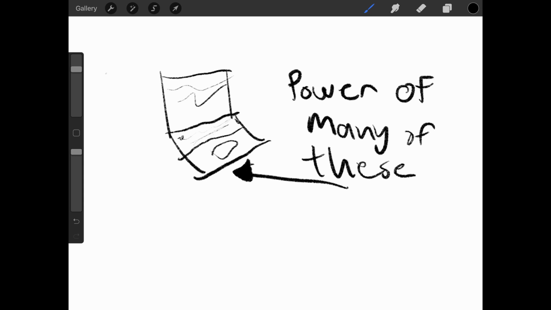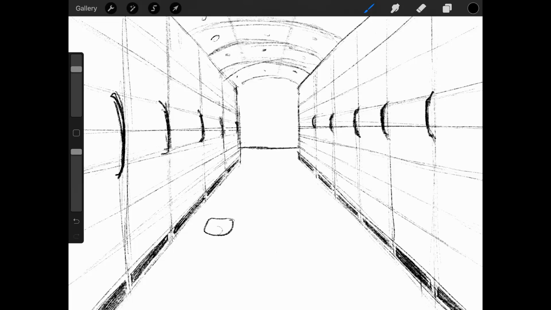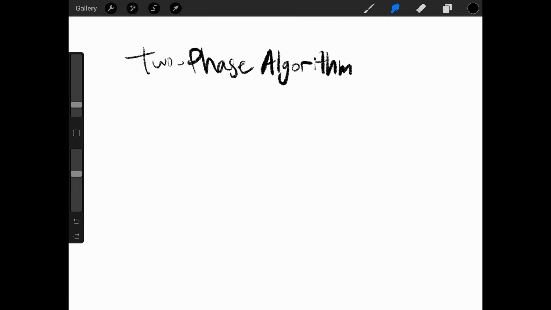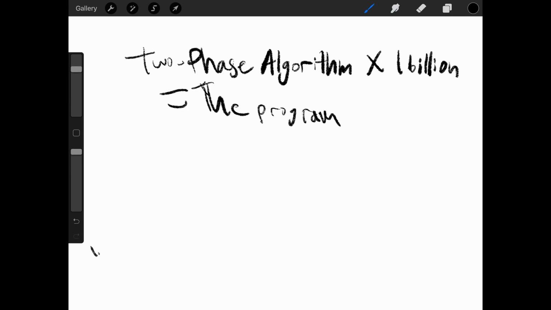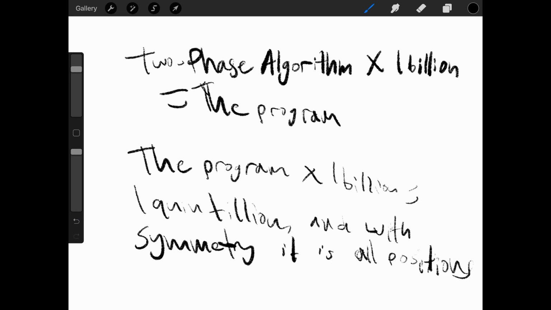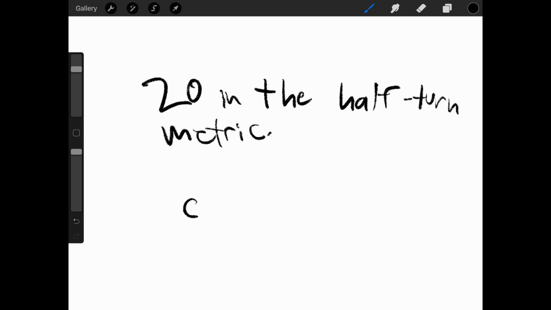Apparently, Mr. Rokicki was not allowed to see the supercomputers. Instead, he gave his code to his friend who worked at Google, and he ran the code. To summarize, the team implemented the two-phase algorithm to solve a billion positions of the cube at a given time, and ran that a billion times, and compiled all the data in order to see what the greatest number was, and that number was God's number, or 20 in half-turn metric.